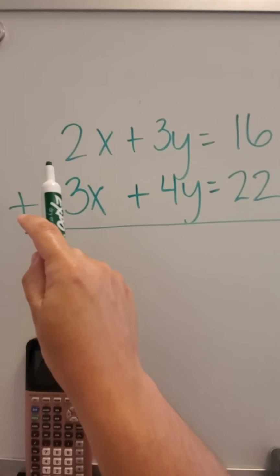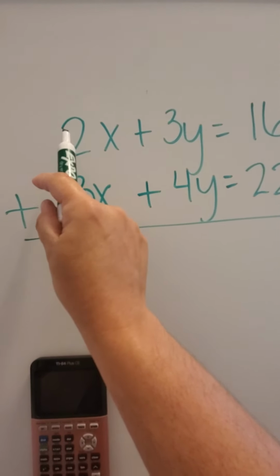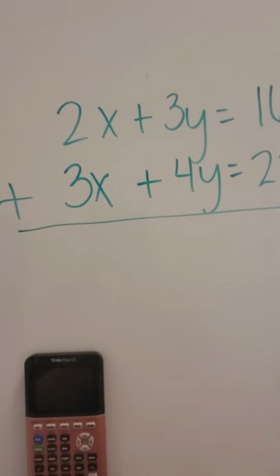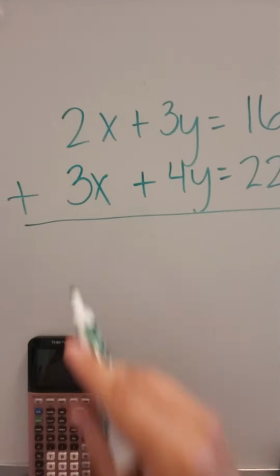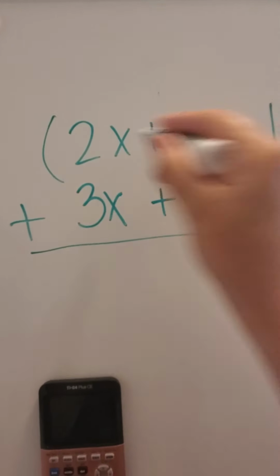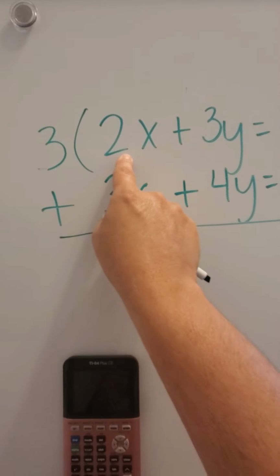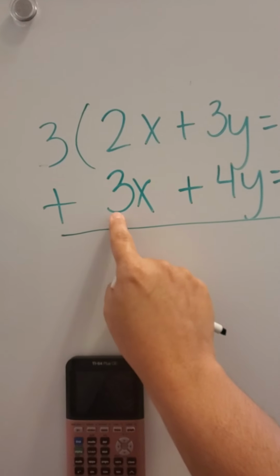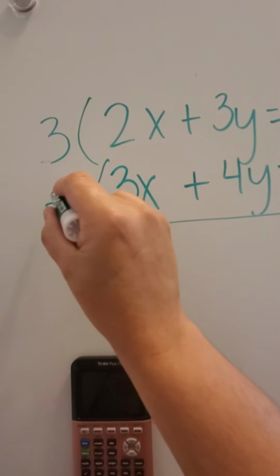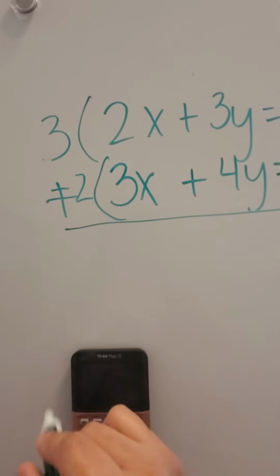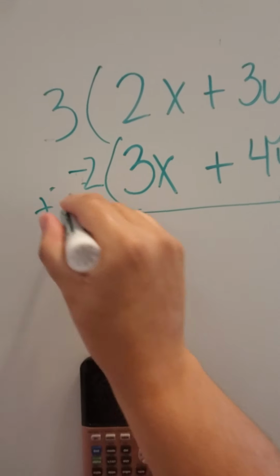In order to cancel my x's, I would have to make this a positive or a negative of some number, and this the opposite, okay? So if I think about it, 2 and 3 will both go into 6, won't they? So I could multiply this top equation by 3. That would make it a 6, wouldn't it? 3 times 2 would be 6. I've got to make this a negative 6 then. So I'd have to multiply this whole equation by negative 2, right?